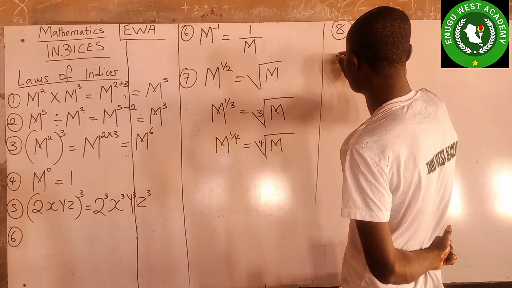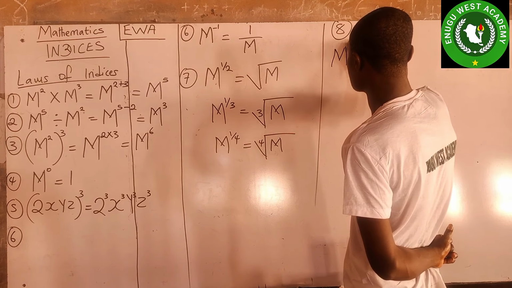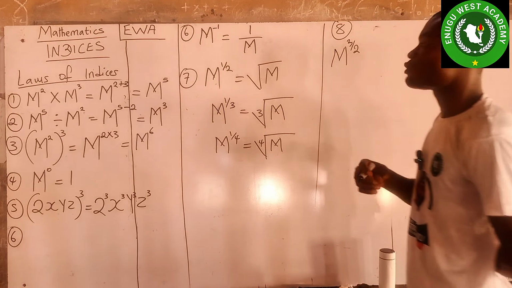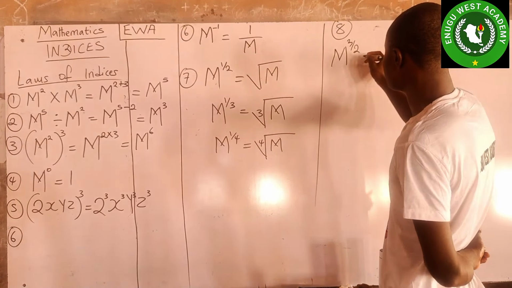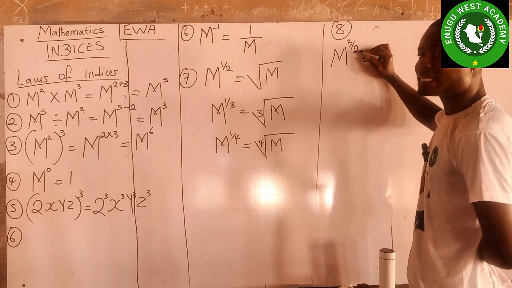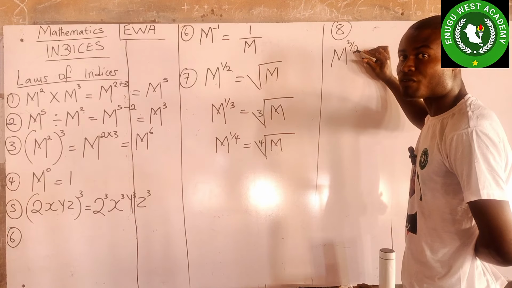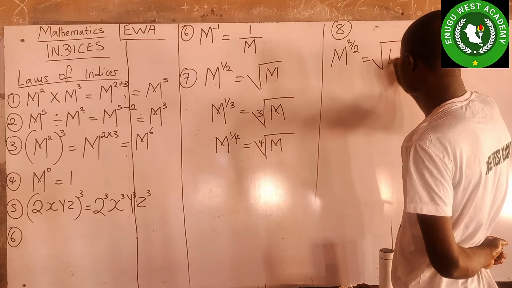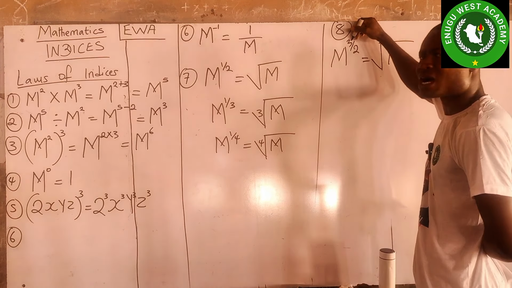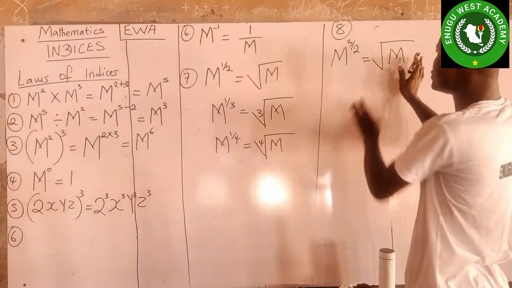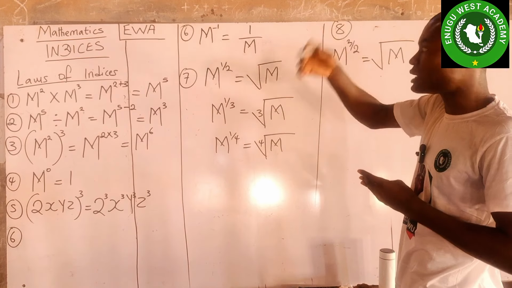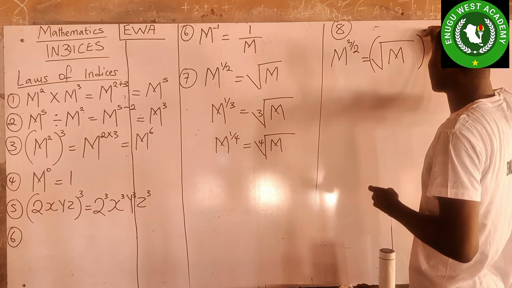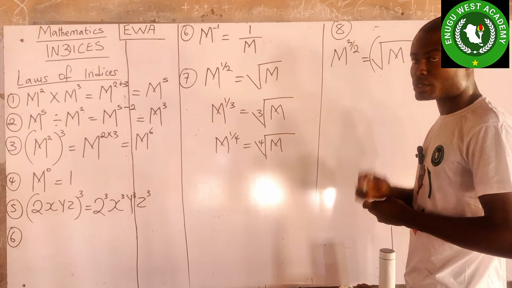For instance, look at this. If we have m raised to power 3 over 2, remember, in determining the roots, we make use of the denominator of the fractional power. So we are going to have the square root of m. Do you notice that what we have here is 3? It's not 1. If it is 1, you leave it like this. But once it is bigger than 1, something like 2 or 3, you must put a bracket and write the 3 outside. Hope you are following.